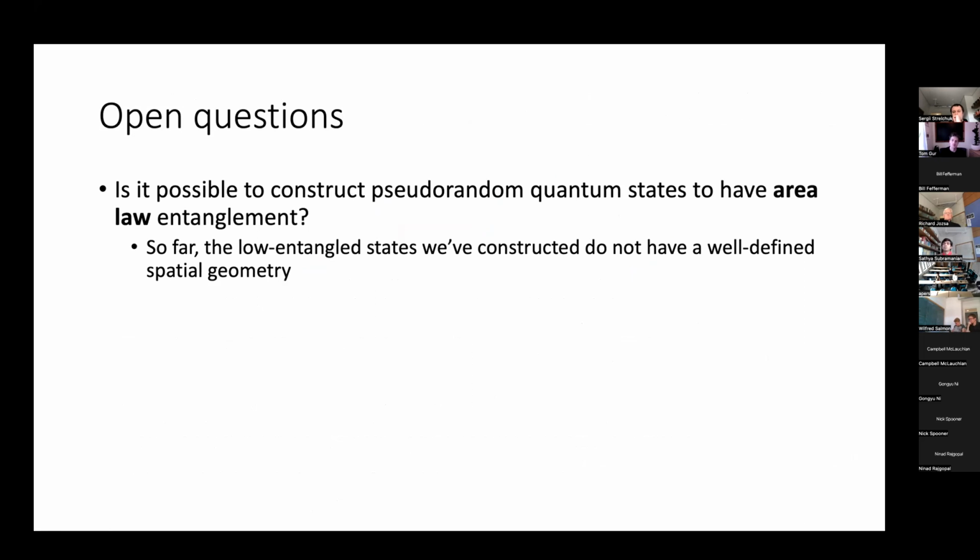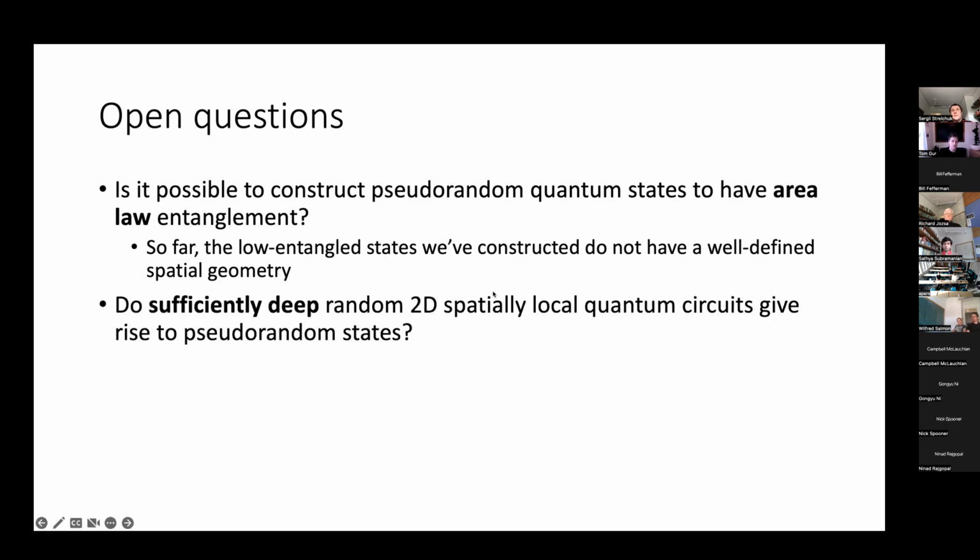We can't show this at the moment, and there are many reasons for that. One of the main reasons is that the low-entangled states we've constructed don't really have a well-defined spatial geometry. So it's not really clear what we would mean to say that the entanglement entropy of a subregion of that state scales like the area. It would be really interesting to even prove a very similar result, even with respect to a single cut, but where you have a really well-defined simple geometry, like a 2D lattice or something like that, and the state is defined on that. We don't have that yet.